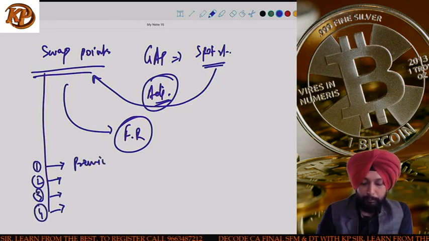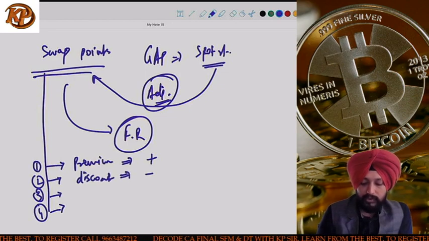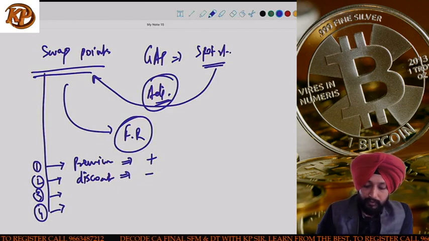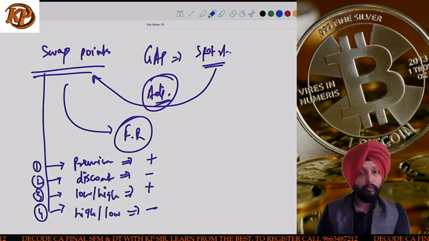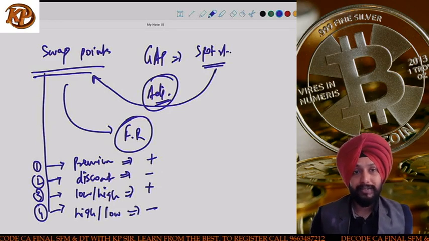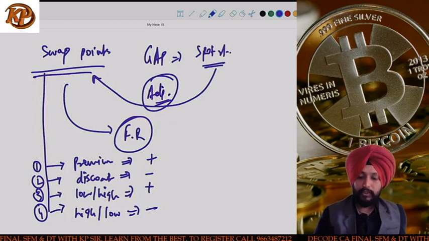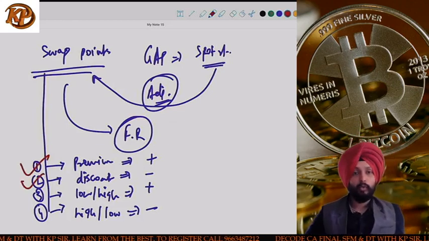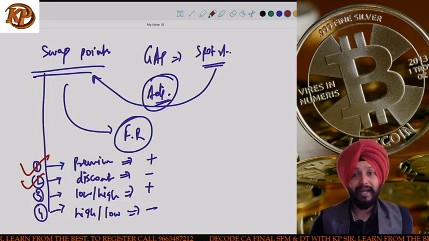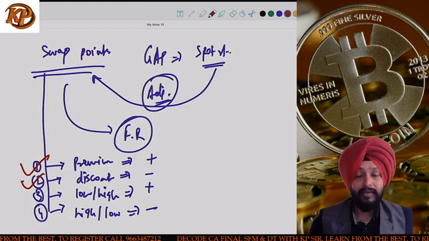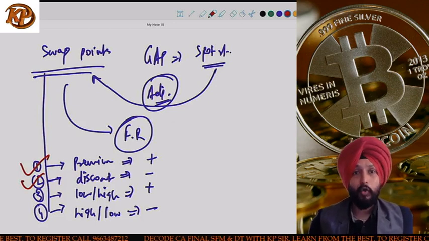If they specify the word premium, then swap points are added. If they specify the word discount, then swap points are subtracted. If they specify the swap points as low high, then swap points are added, and if they give you the swap points as high low, then swap points are subtracted. Obviously, I hope you remember this, that swap points adjustment should first priority be given to first and second rules. Rule number 1 and 2, that is, if the word premium is given, we always add. If the word discount is given, we always subtract. Low high low sequence is seen only when premium and discounts are not given.